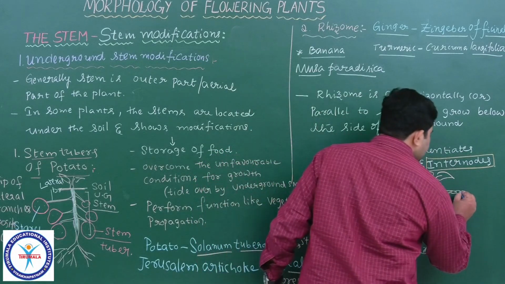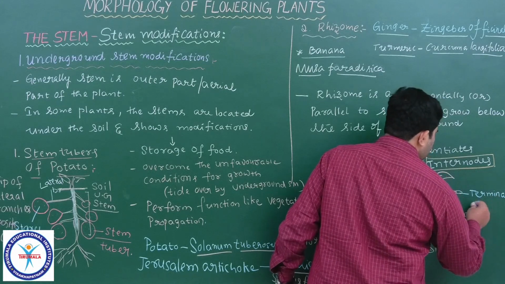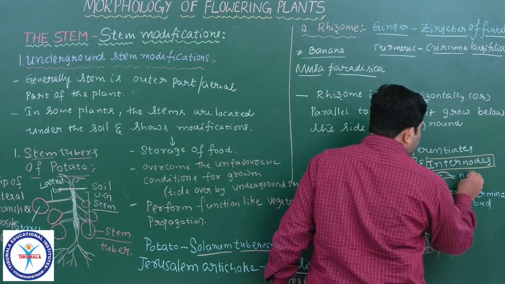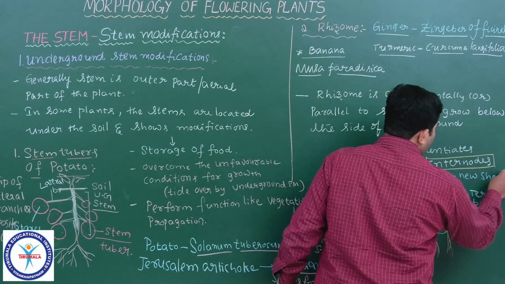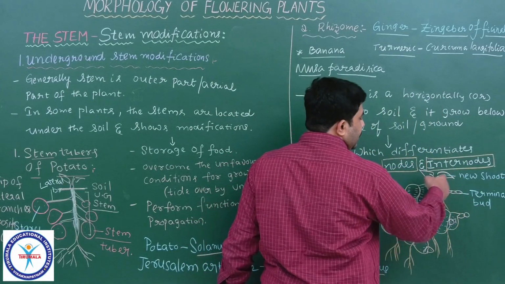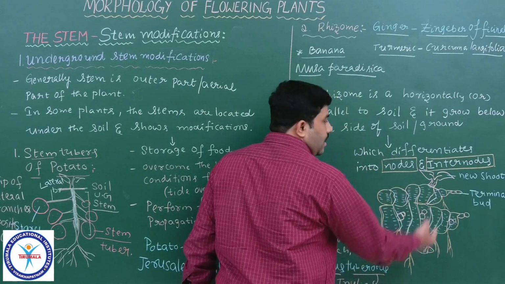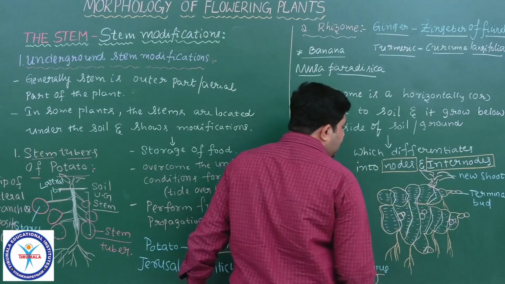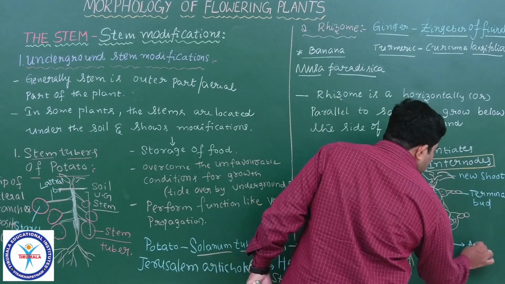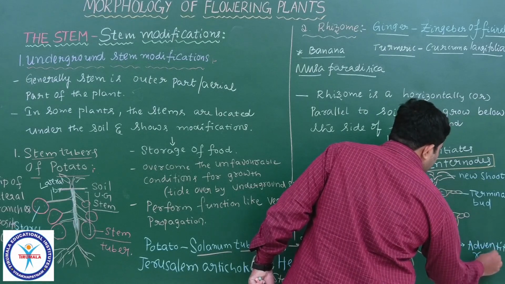Label all the parts. This is the terminal bud because it is located at the tip of the stem. This is the new shoot which is developing from the axillary bud, and it comes out of the soil with green colored leaves for conducting photosynthesis, and it is ready to separate from the parental stem and grow like an individual plant. From every node they are ready to project adventitious roots into the soil. All these are adventitious roots.